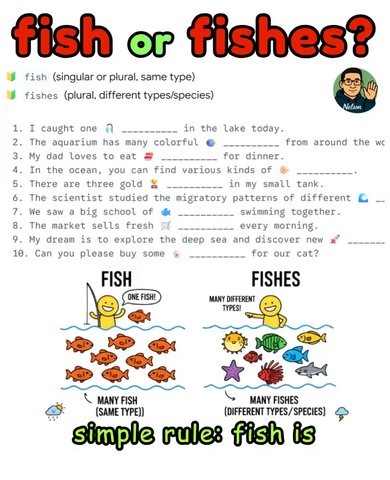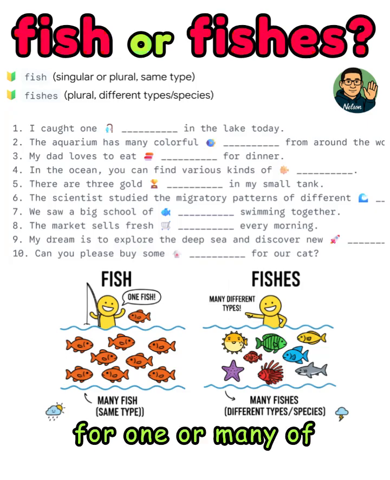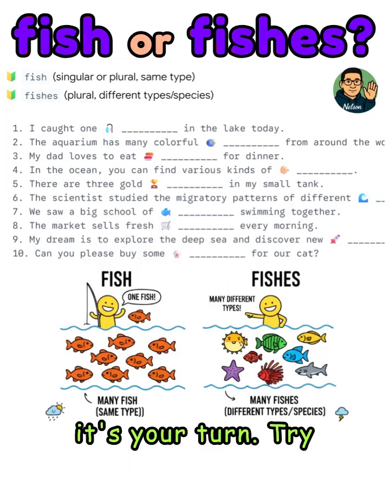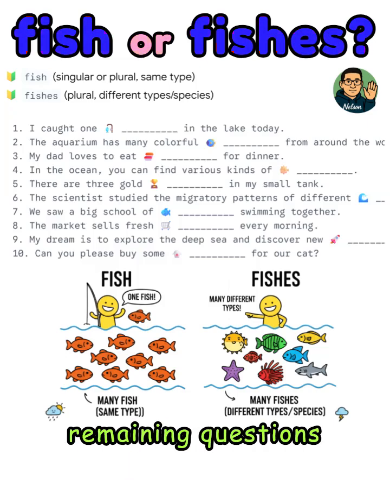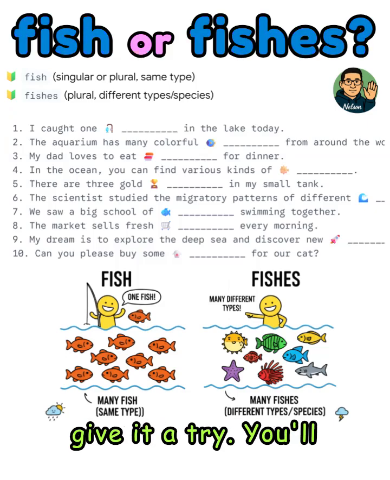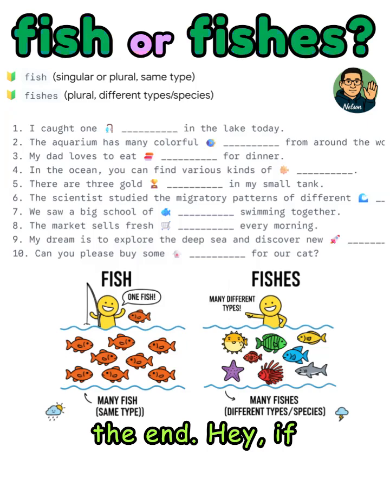So remember this simple rule. Fish is for one or many of the same kind, and fishes is for many different kinds. Now it's your turn. Try to finish the remaining questions on your own. Pause the video here and give it a try. You'll find the answers at the end.